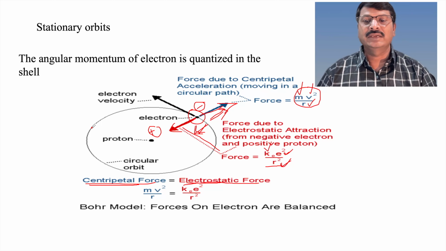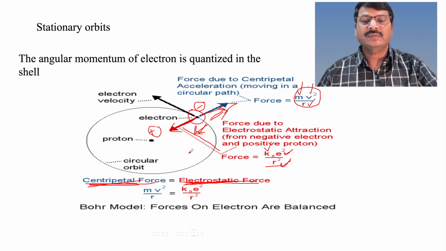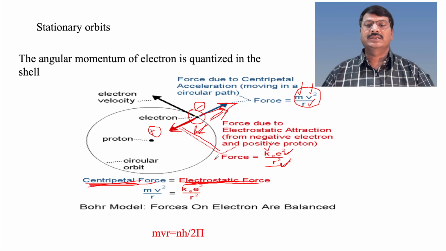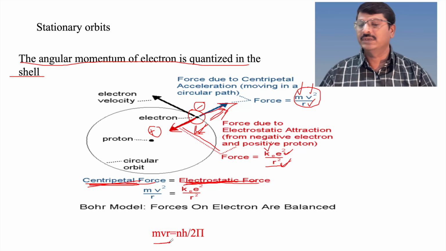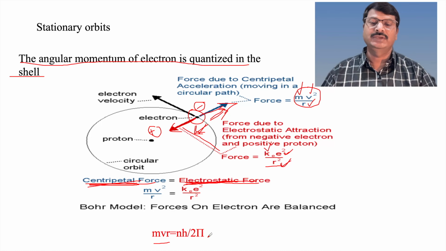As long as the electron is revolving around the nucleus, the centripetal force and the centrifugal force are both equal. Because the centripetal and centrifugal forces are the same, there is no change in the energy of the electron. It is called quantized. That means the angular momentum of the electron will be quantized. Here you can see the angular momentum of the electron is quantized in the shell. That means the angular momentum mvr is equal to nh by 2π.